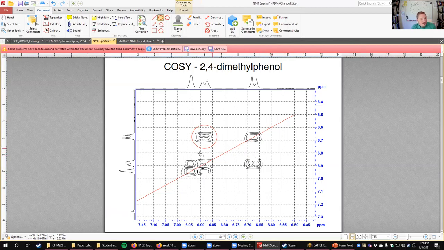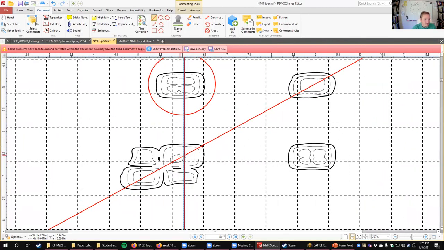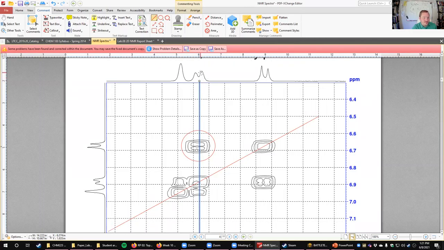And then anything that shows up off of the diagonal, it's going to be symmetrical about the diagonal. So you can really just look at one of those sides. Anything that shows off of the diagonal tells us that the hydrogen associated with this signal, the one at the very top, is physically close to these other two. The fact that it shows up next to itself doesn't really tell us anything. This is just showing that it's coupling with itself. Not all that useful, because that's why we're looking for off of the diagonal.